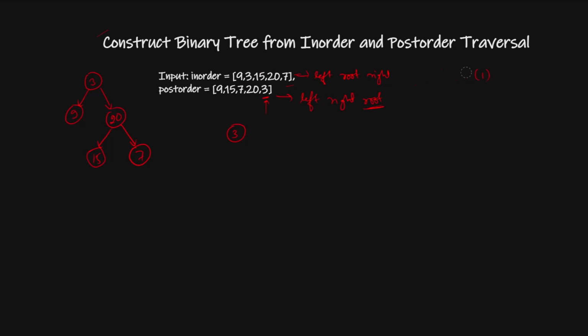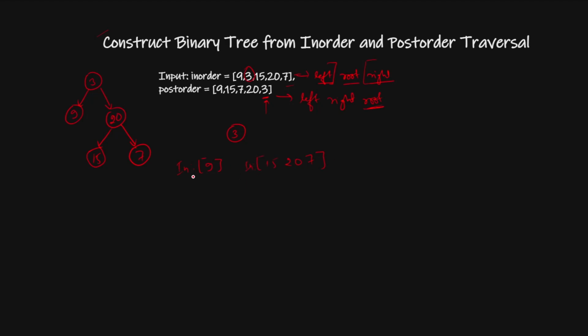Now we will find this root in our Inorder. Here it is, this is our root. In Inorder traversal, first we have left, then root, then right. So the left side of the root is our left subtree and the right side of the root is the right subtree. Here 9 will be part of the left subtree, and 15, 7, 20 will be part of my right subtree. This is my Inorder traversal.